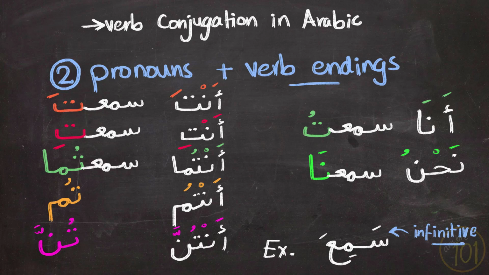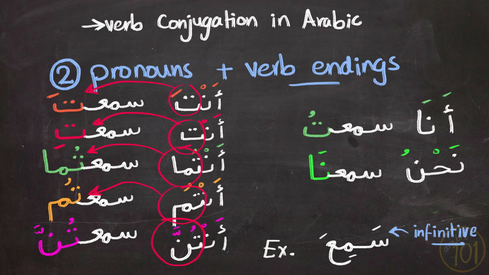أنتما سمعتما, أنتم سمعتم, أنتن سمعتن. So we basically, when you look at the second person pronouns, you basically take the ending of the pronoun itself and you add it to the end of the verb. So if you already know the pronouns, you can just simply add the ending of the pronoun itself to the verb, and then you will have conjugated the verb successfully without any problems.